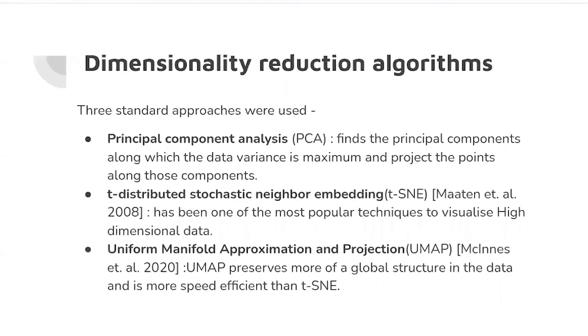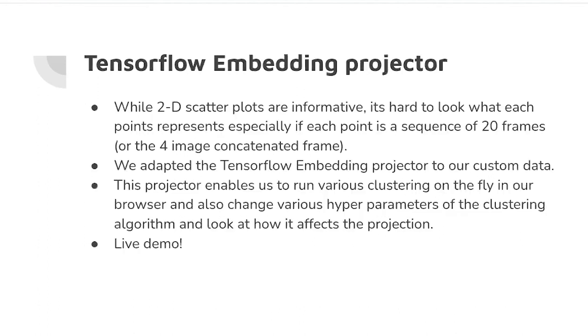As we can't visualize a 2000-dimension vector, we tried 3 dimensionality reduction algorithms: Principal component analysis, which finds the principal components along which the data variance is maximum and projects the points along those components; t-SNE, one of the most popular techniques to visualize high-dimensional data; and UMAP, which preserves more of the global structure in the data and is more speed efficient than t-SNE.